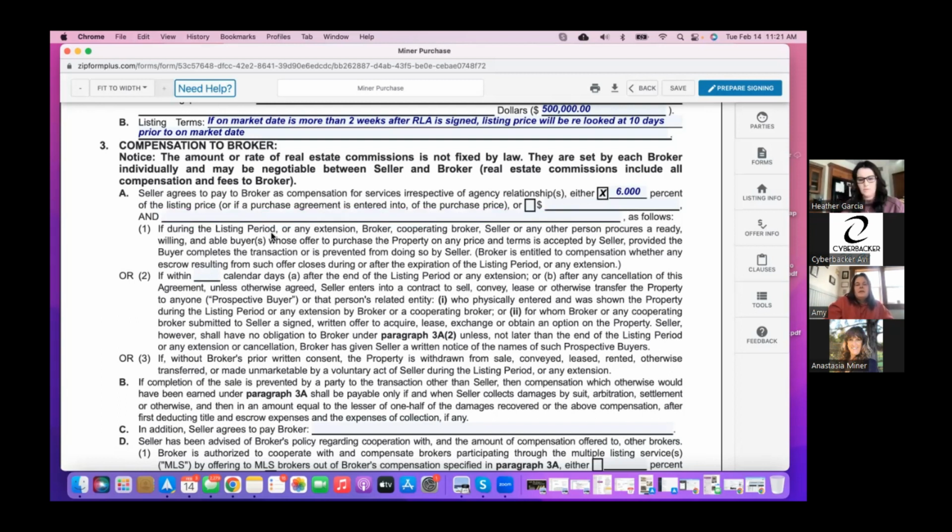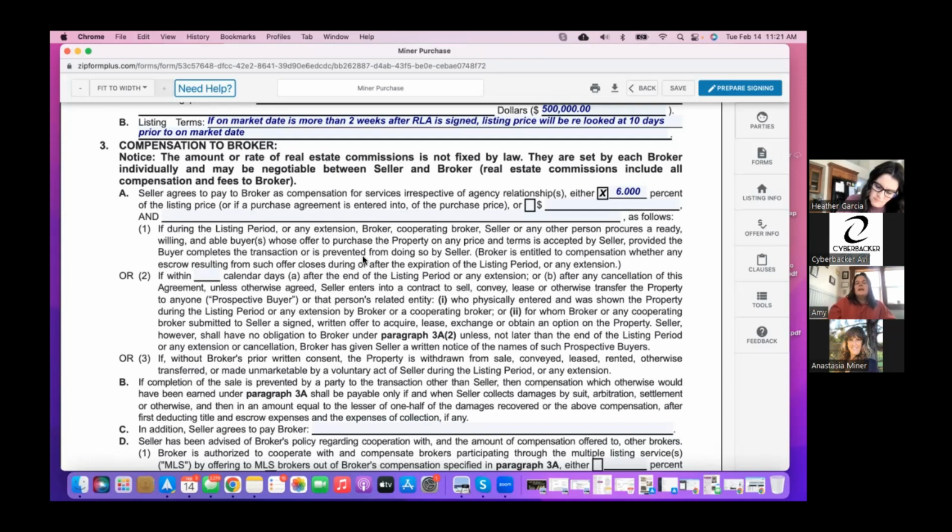And then it goes through and describes, if during the listing period or any extension, broker, cooperating broker, seller, or any other person procures a ready, willing, and able buyer who offers to purchase the property at any price and terms accepted by seller, provided the buyer completes the transaction or is prevented from doing so by the seller, broker is entitled to compensation, whether any resulting escrow from such offer closes during or after the expiration of the listing period or any extension.